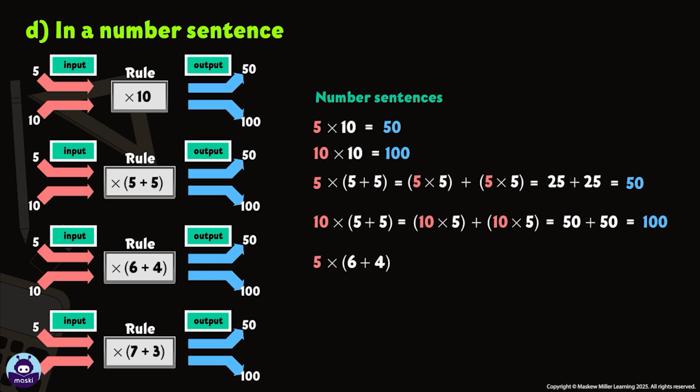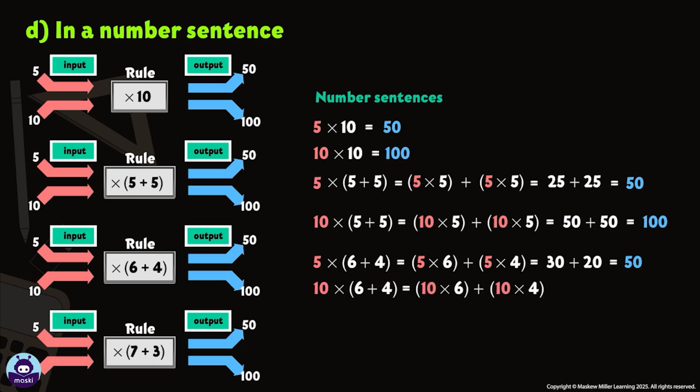5 times (6 + 4) equals (5 times 6) + (5 times 4) equals 30 plus 20 equals 50. 10 times (6 + 4) equals (10 times 6) + (10 times 4) equals 60 plus 40 equals 100.